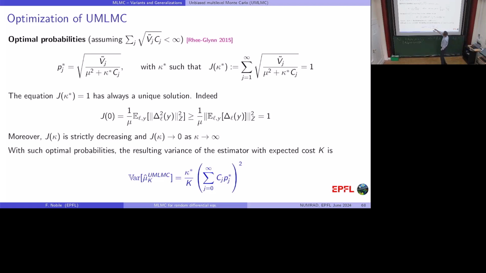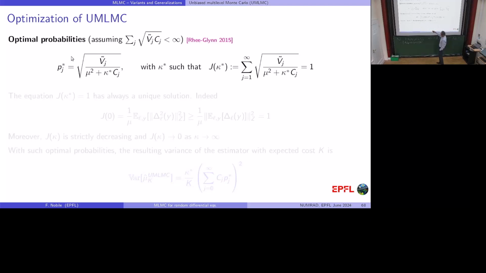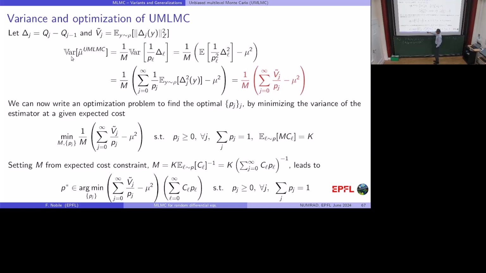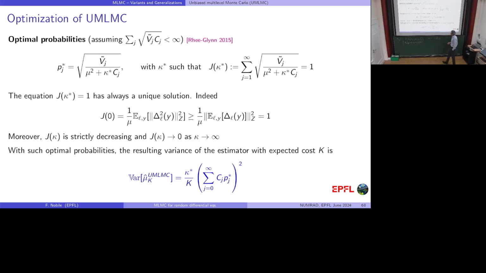So now we have a formula for the optimal probability. So I can plug it in the variance here, and I get a formula for the minimal variance that I can achieve with this method. So it's this constant k star divided over the budget times this sum of Cj, optimal Pj square. Yeah, that's the formula for the raw variance.